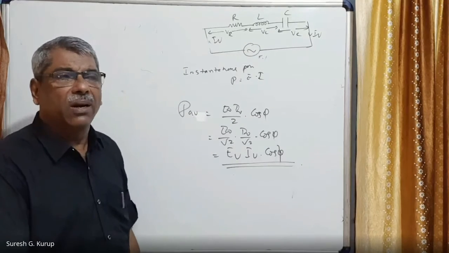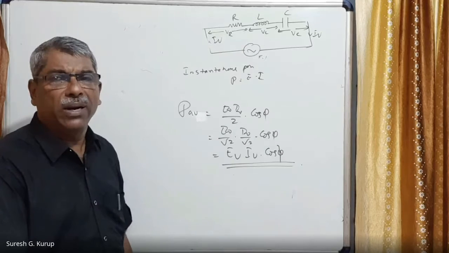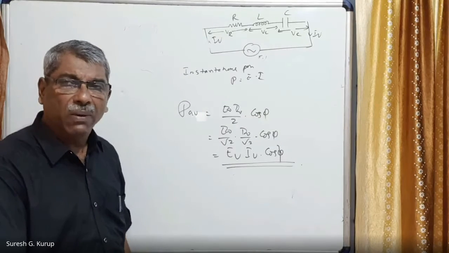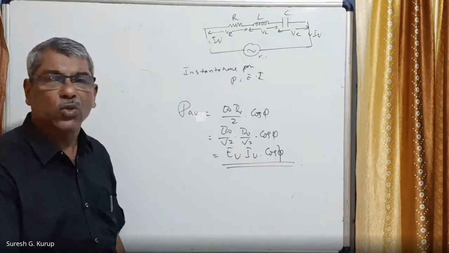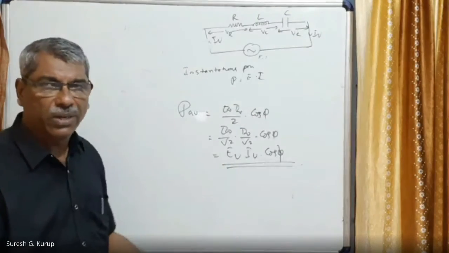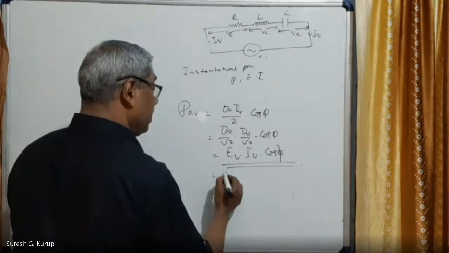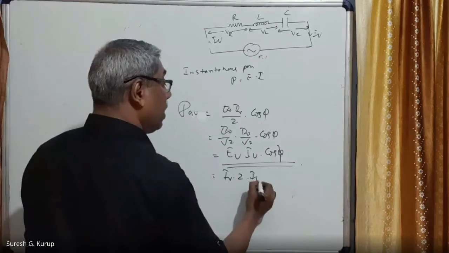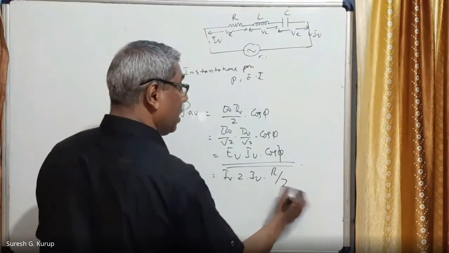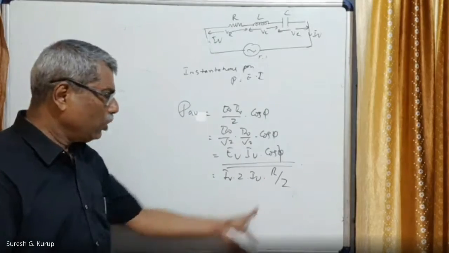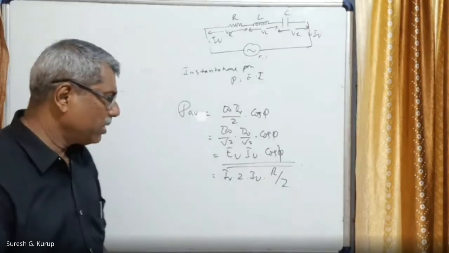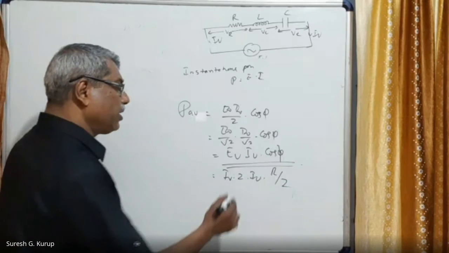For single elements applied in the AC circuit, we also calculated the power consumed, EV IV cos phi. But EV is equal to IV into Z, everybody knows. So the power is IV into Z into IV into cos phi. Cos phi is equal to R by Z. From the phasor diagram, cos phi is base by hypotenuse, so cos phi is equal to R by Z.